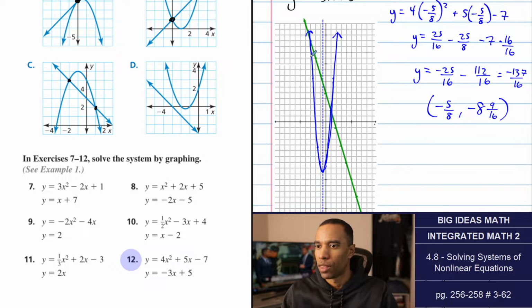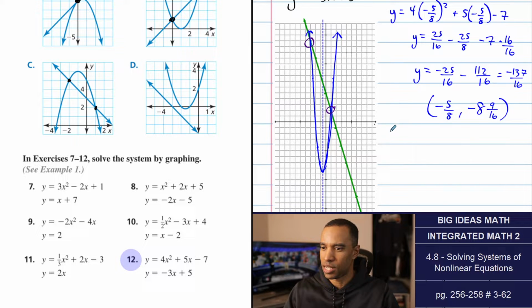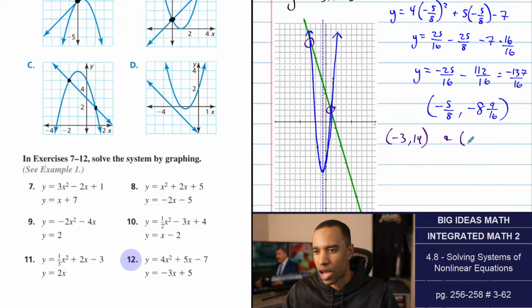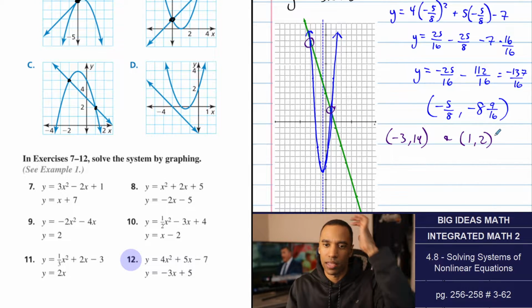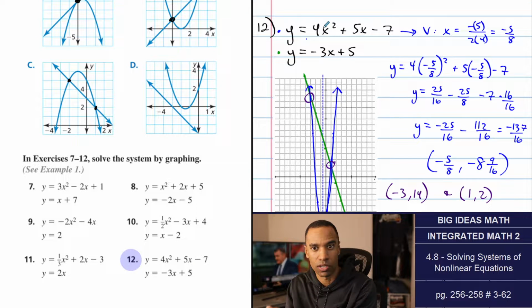Okay. Let's look at that point and that point. So my guesses are negative 3 comma 14 and 1 comma 2. 1 comma 2. All right, let's try those and see if they work. They should work for the linear one. That's the linear equation. My concern is this top one.